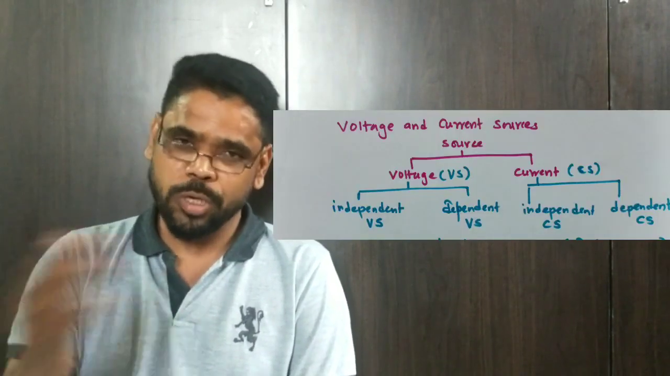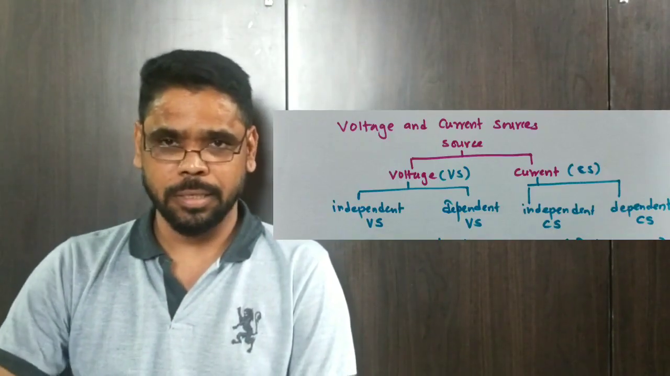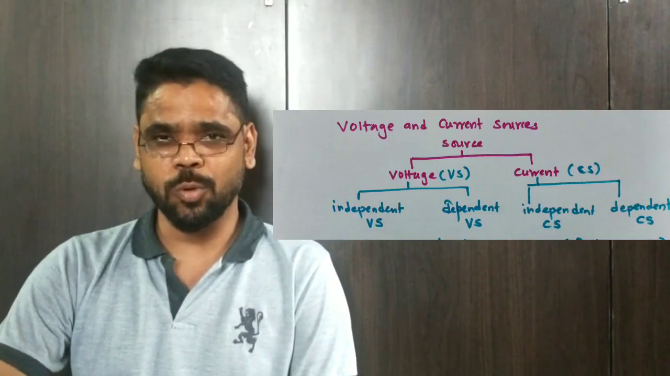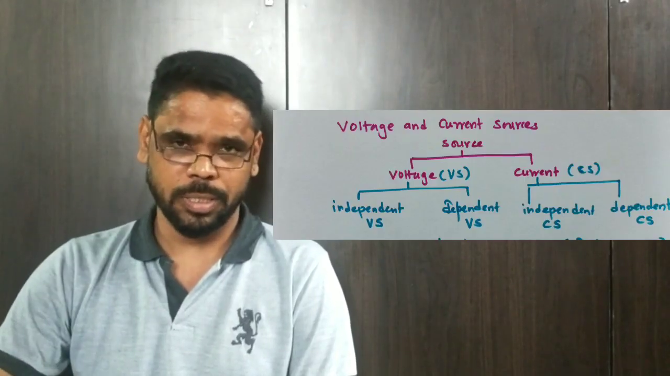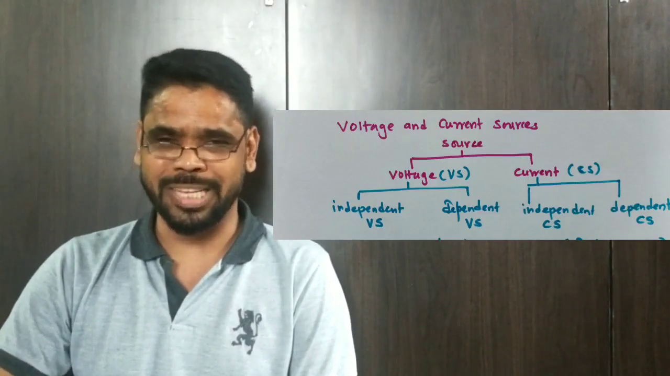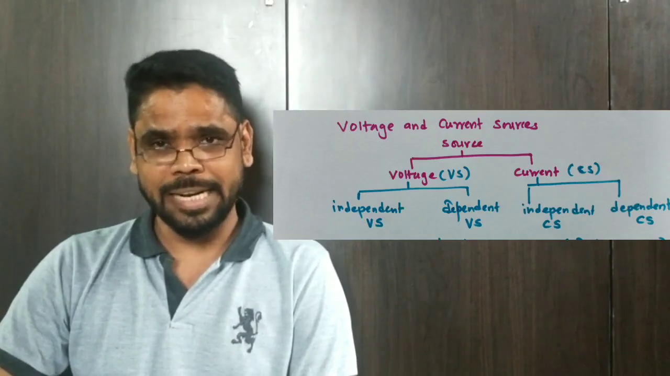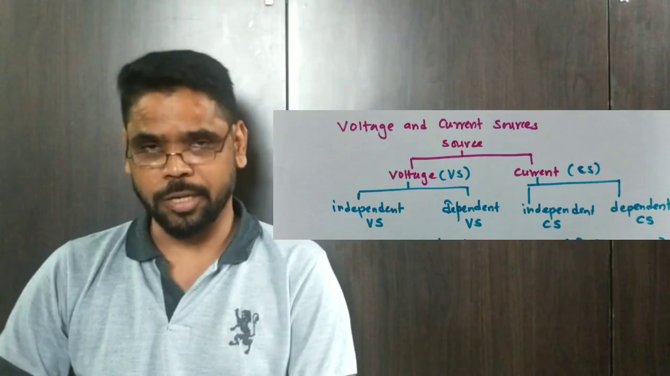The sources are of two types: voltage source and current source. The voltage source is further classified as dependent voltage source and independent voltage source. Similarly, the current sources are also classified as independent current source and dependent current source. These are already shown in the figure. Now we'll first start our discussion with the independent sources.